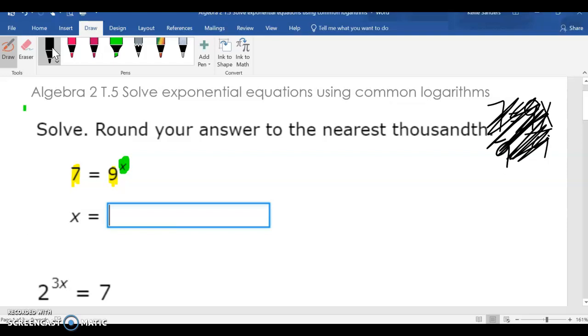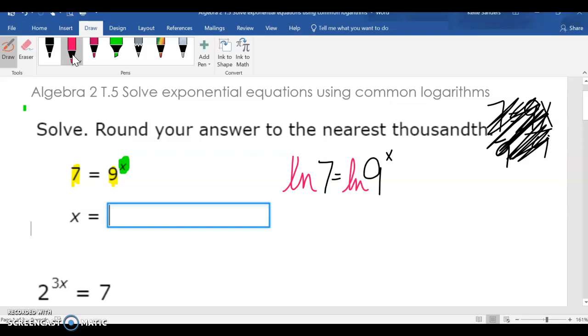So this is what you're going to do whenever you have an x in an exponent. Your first objective is to be able to get the x not in the exponent. So what you're going to do first is you are going to natural log both sides. Or you could log both sides, but you can't natural log one side and log the other side or you're going to get it wrong. For some reason, I just tend to lean to natural log, but you could use logs also.